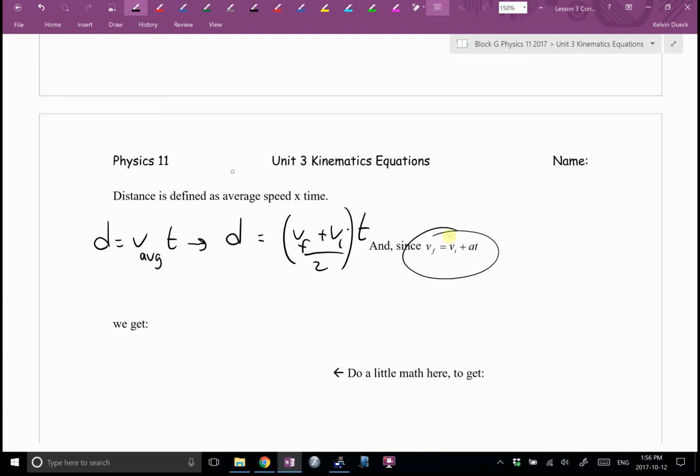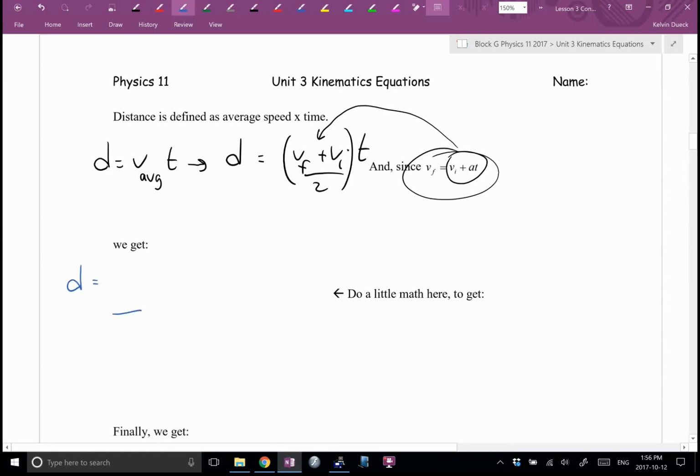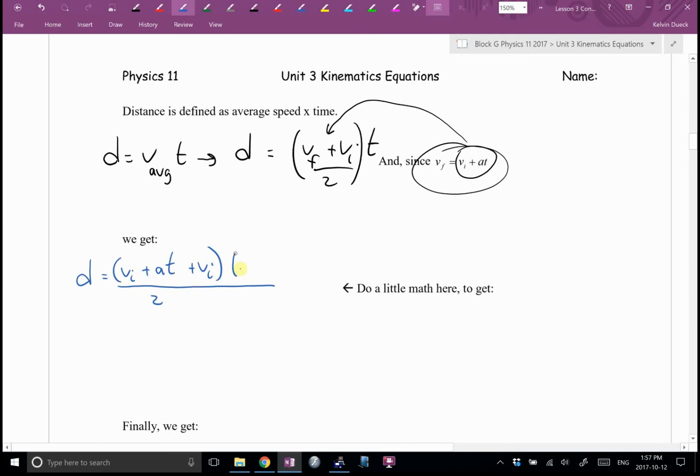I'm going to put that VI plus AT right there. Okay? The D is going to drop down like a domino. What am I going to write instead of VF? Okay, so it's going to be a big, long, massive fraction. And that VF is going to be a VI plus AT, and then there's still a plus VI that drops down like a domino, all over 2. And then times T.